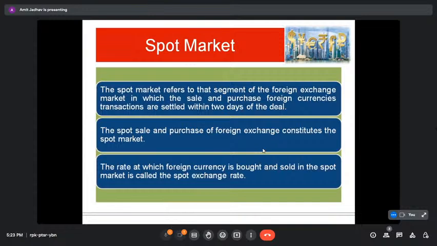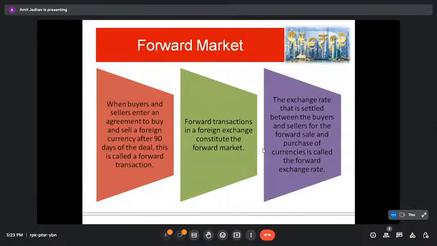Basically, the rate at which foreign currency is bought and sold in a particular market depends on the demand for that particular currency and the supply of that particular currency in the foreign exchange market. Through that, the exchange rate will be fixed, and that exchange rate is known as the spot exchange rate. Next we have the forward market.